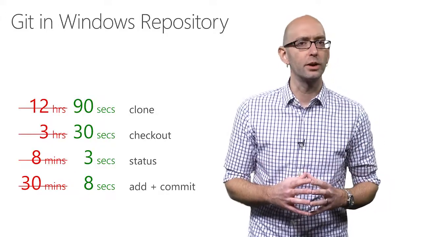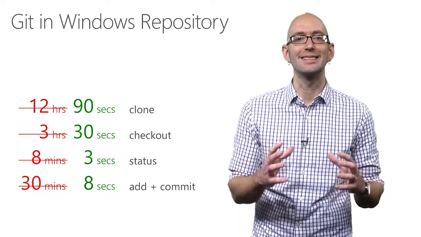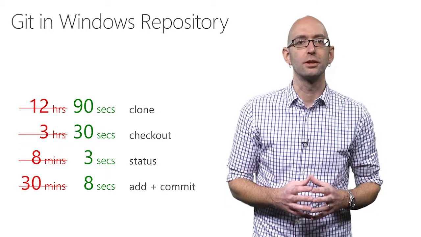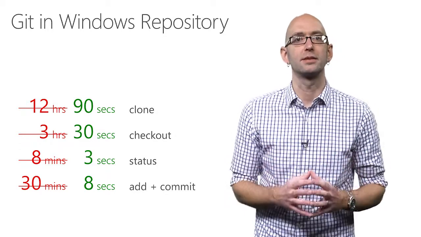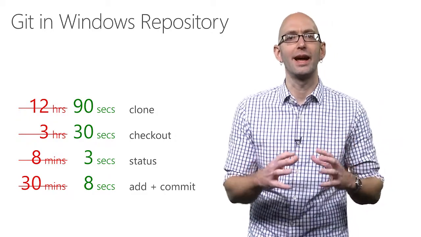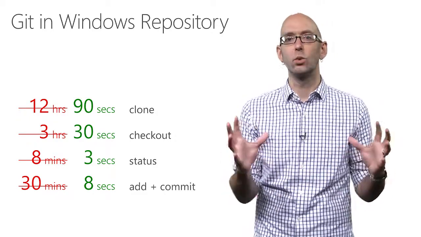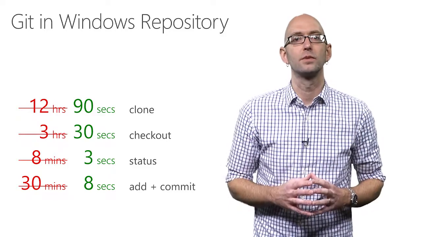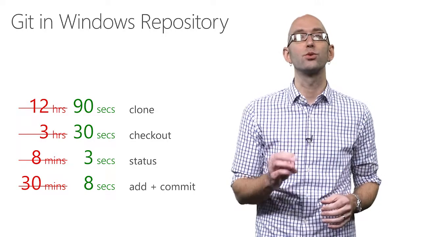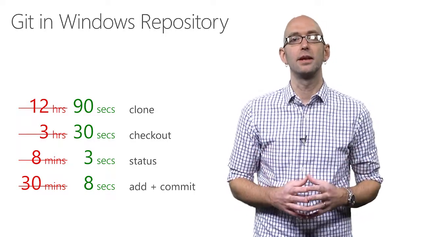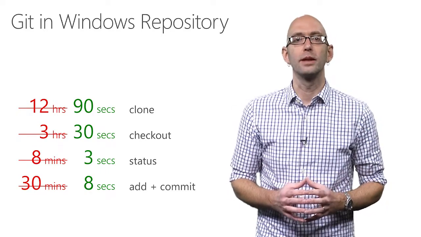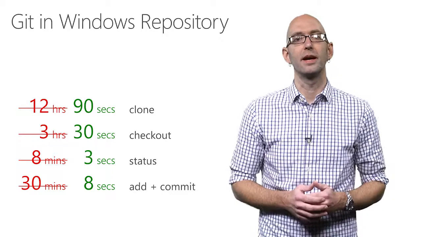Now, when we clone the Windows repository, it takes just 90 seconds. Again, that's downloading just the metadata and the repository structure, leaving those 3.5 million files on the server. So you can get started working in the Windows repository in just a minute and a half. Switching branches, in the worst case, takes only 30 seconds. Running status, something we do as developers all the time, takes just 3 seconds. And adding a file and committing it, just 8. That's an incredible improvement over working in the Windows repository without GVFS.